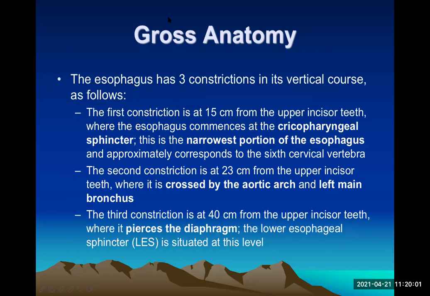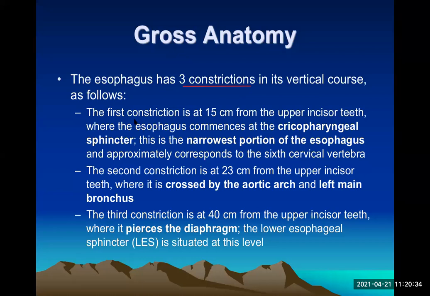Now, this esophagus has three important constrictions, or narrow areas, in its vertical course. Why do we need to know these three constricted parts? Because when the surgeon or the doctor is doing esophagoscopy or upper GI endoscopy, they need to know these constricted areas. Otherwise, they can easily perforate or injure them.